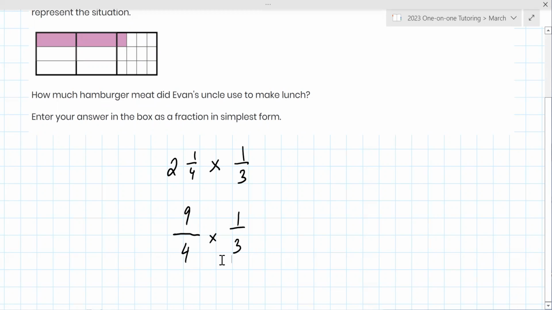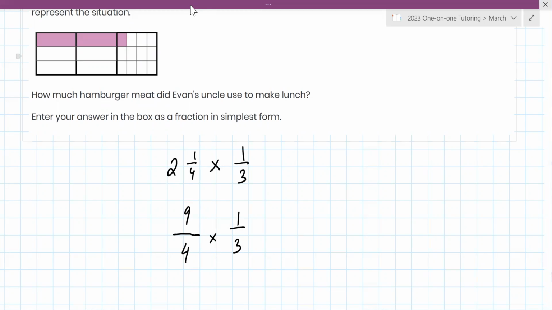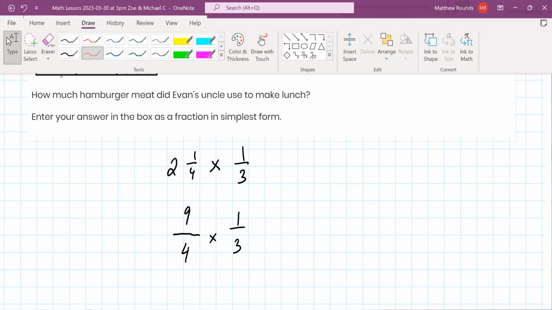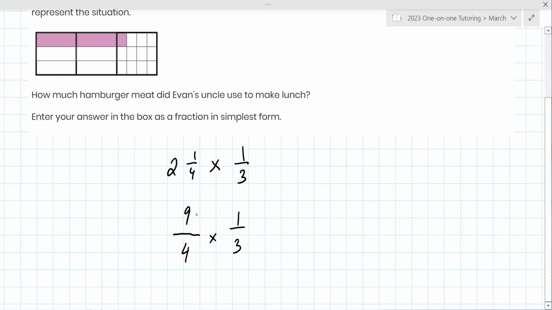Now, sometimes you can pre-reduce. Does 9 go into 3? Sorry, maybe I said that backwards. Is 9 divisible by 3? Is 9 divisible by this number on the right? Yeah, so you can divide them both by 3. 9 divided by 3 is 3. 3 divided by 3 is 1.